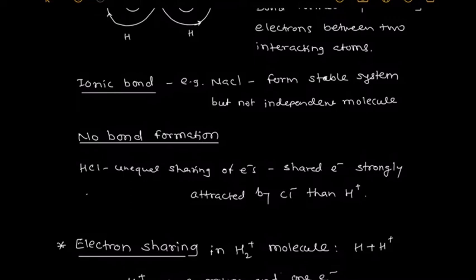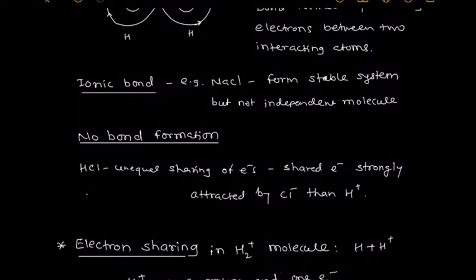Then what happens? One of the interacting electrons gets occupied in the next higher energy state. It gets forced into the higher energy state. And once it gets into the higher energy state, the total energy of the system becomes higher and it becomes unstable. In that situation, the bond formation cannot take place between these atoms, meaning a molecule cannot be formed.